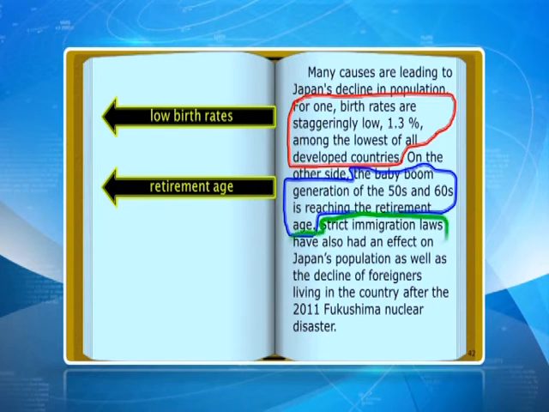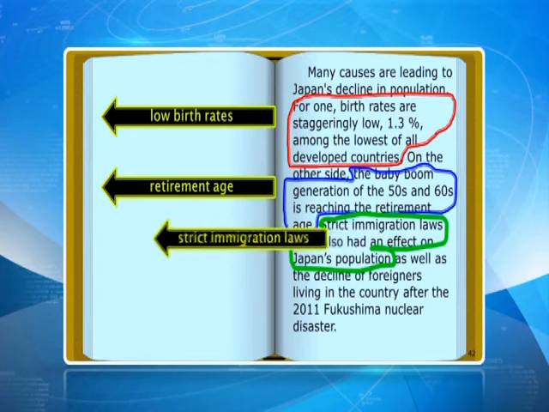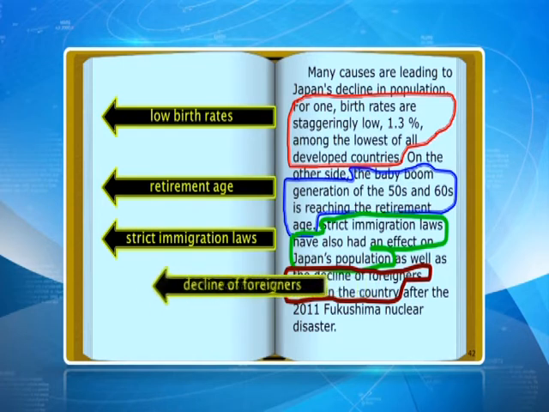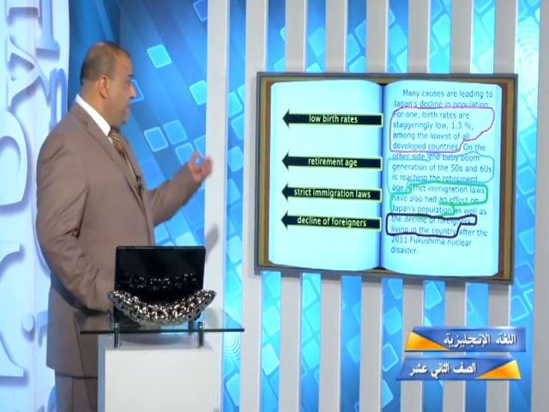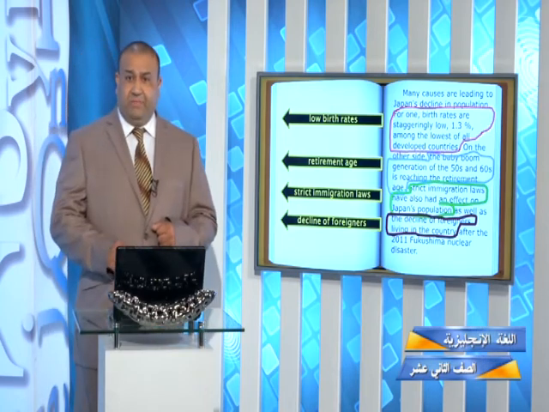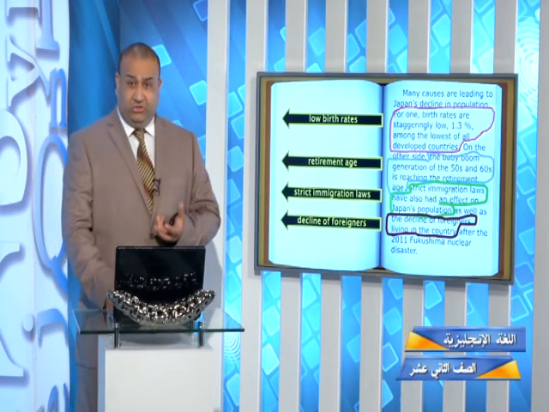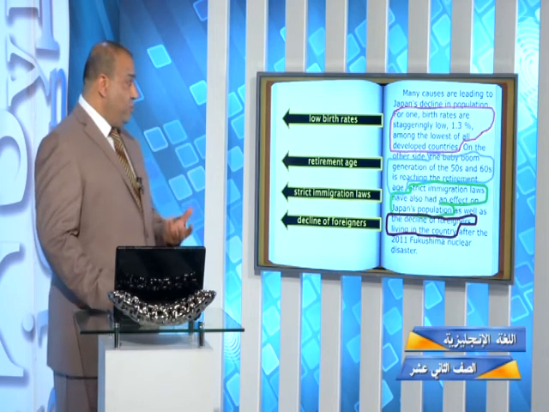Let's move now. Strict immigration laws have also had an effect on Japan's population. It's clear here that we are talking about strict immigration laws in Japan. The last piece of information: as well as the decline of the foreigners living in the country after 2011 and so on. It's clear here that we are talking about the decline of foreigners. I always advise my students, whenever they come up with these pieces of information, to forget about the reading passage. Why? Because you are required to give a paragraph in your own words. Don't take words from the reading comprehension.